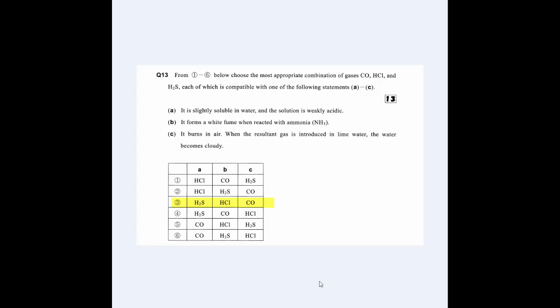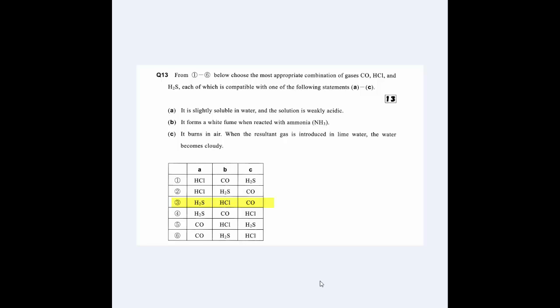From 1 to 6, please choose the appropriate combination of gases CO2, HCl, H2S, each of which is compatible with which of the following statements. A. It is slightly soluble in water. B. The solution is weakly acidic. C. It forms a white fume and reacts with ammonia. D. It burns in air. When the resulting gas is introduced in lime water, the water becomes cloudy. The answer is 3. H2S, HCl, and CO.